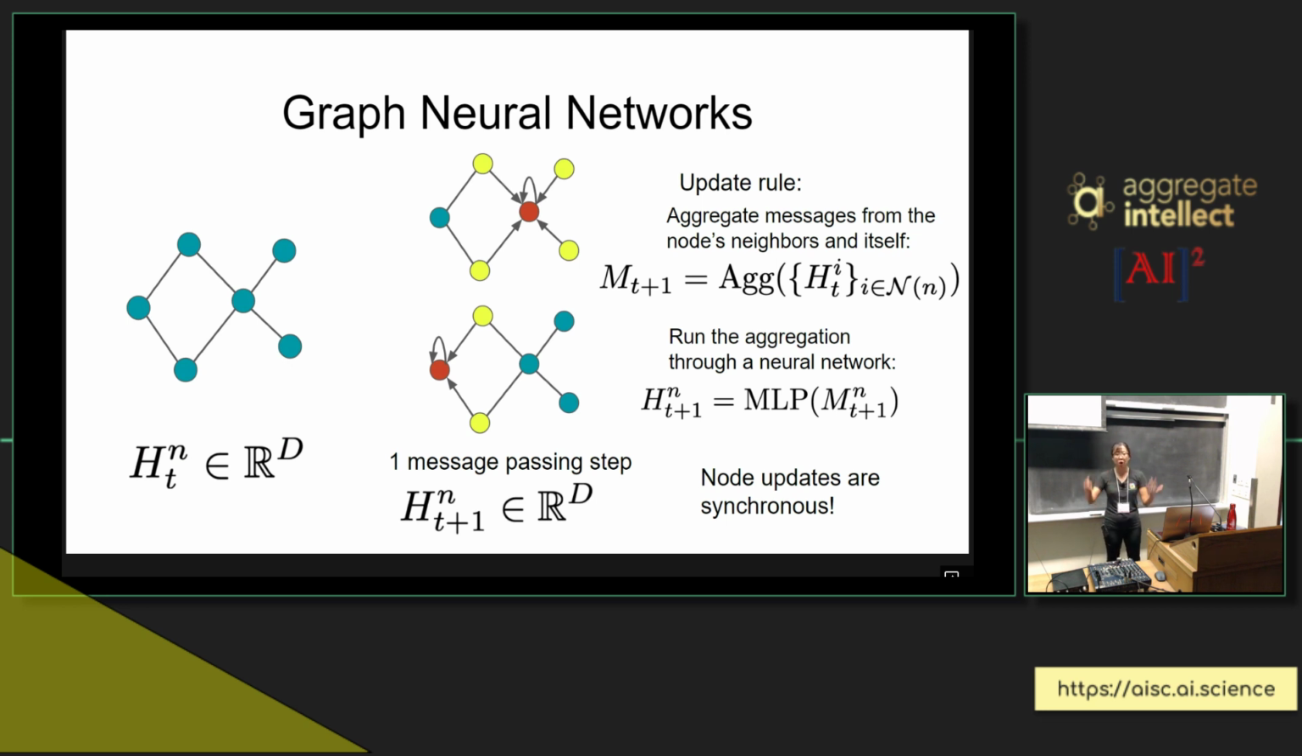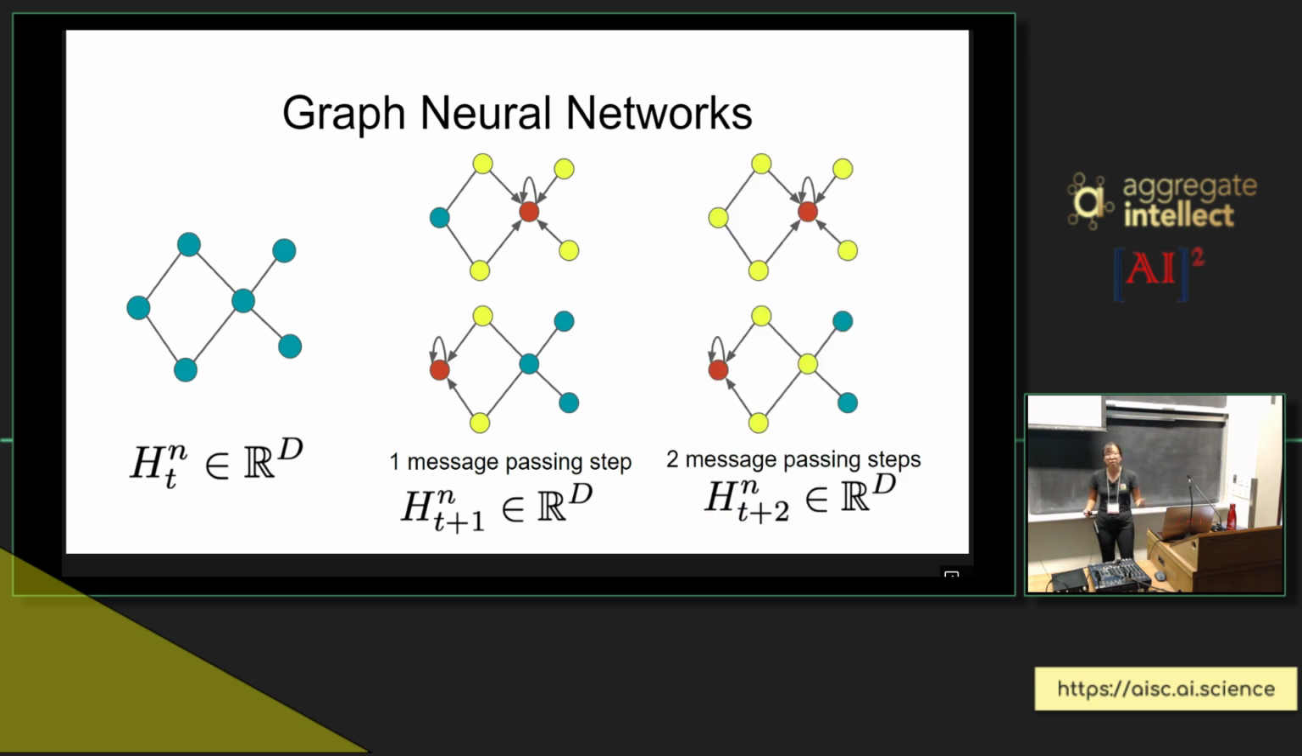And this just happens all at once in one message passing step. And if we keep running message passing steps, eventually all of the nodes in the network will have propagated their embedding to all of the other nodes in the network. And you can just keep doing this as many times as you want.